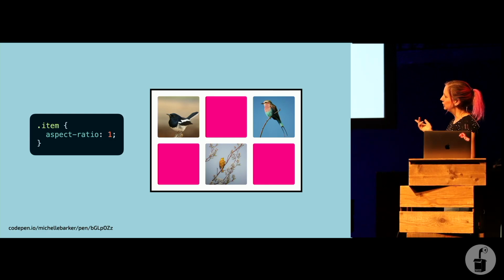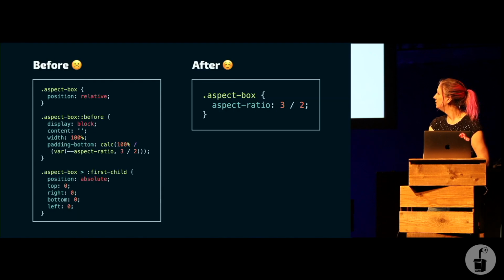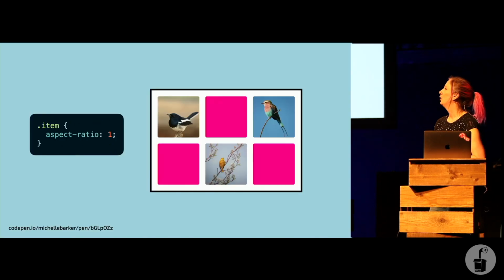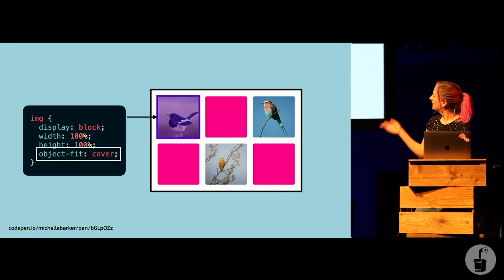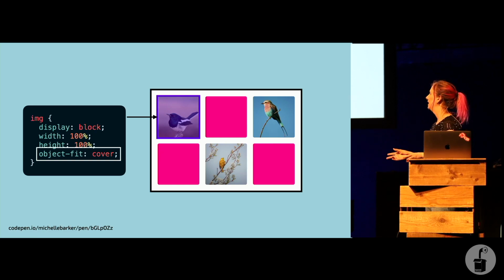And by the way, we can use the previous syntax of two numbers separated by a slash, or we can use a decimal. So 3/2 would be equivalent to aspect ratio 1.5. Both of those are valid. And then we're setting object fit to cover on the images so that whatever the dimensions of our original image, they'll cover our square items.